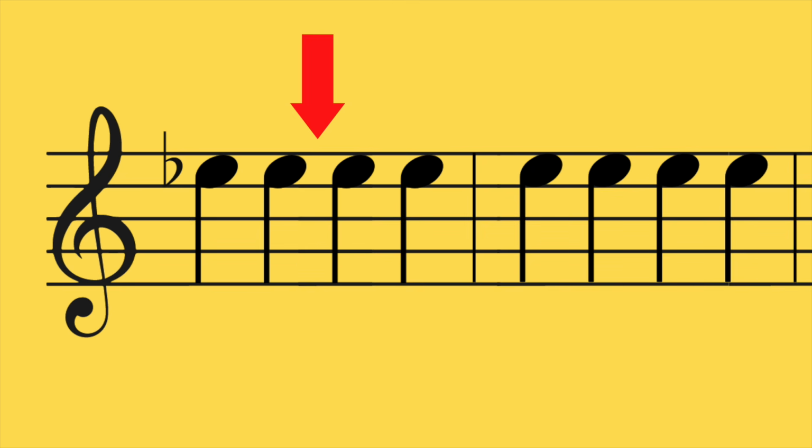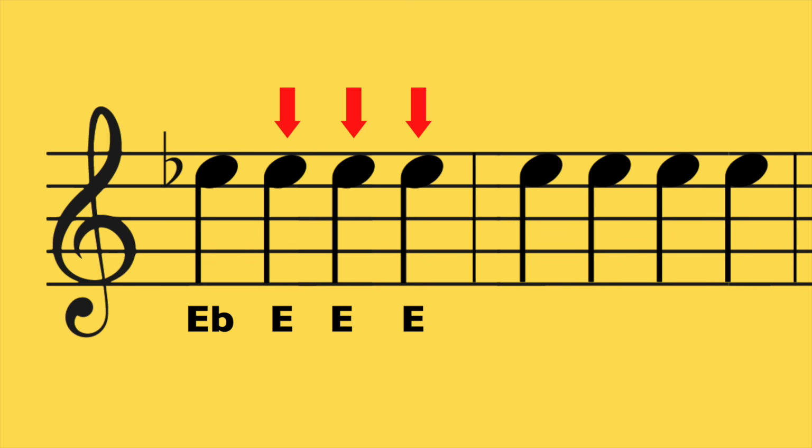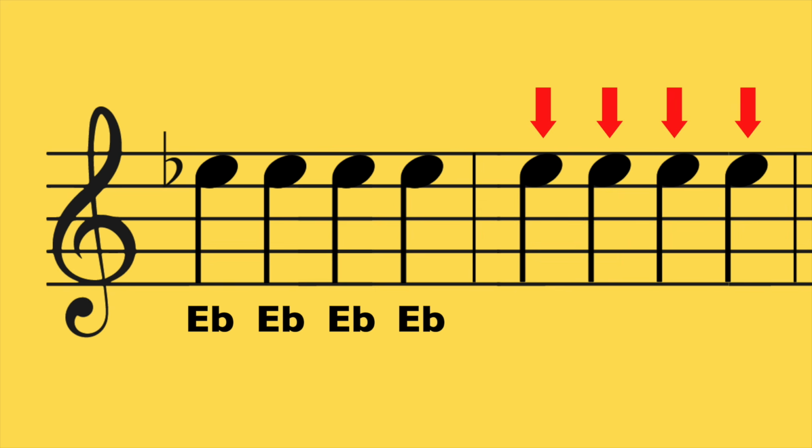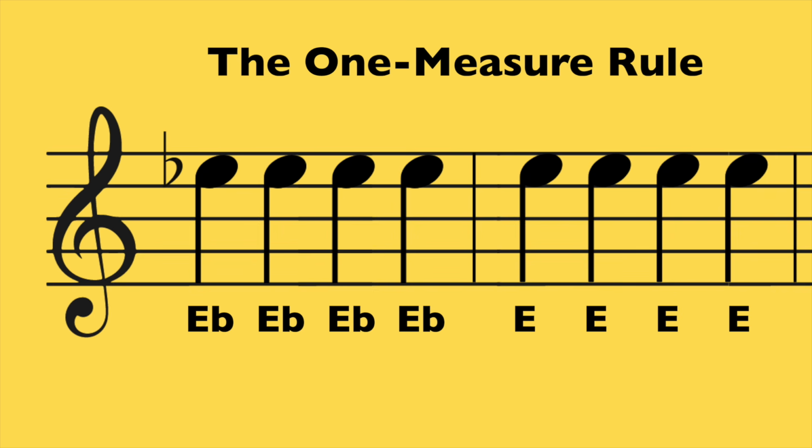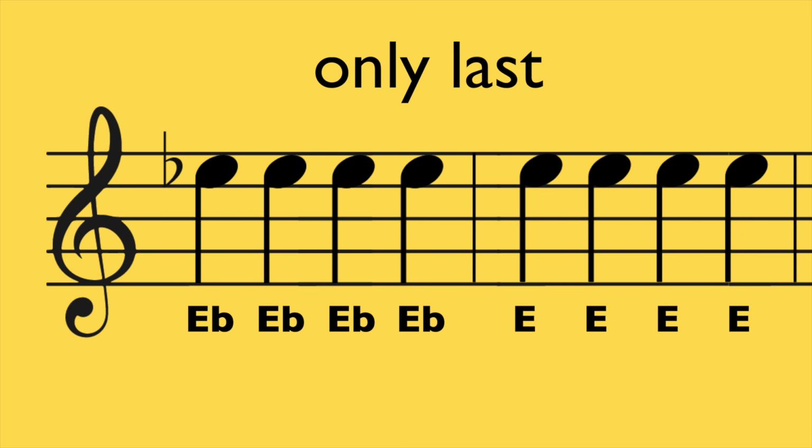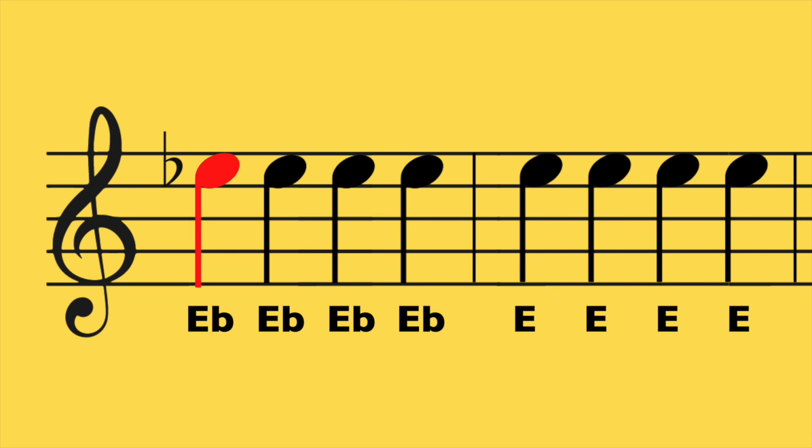Look at this measure. We have one E flat here and 3 E's here. However, because of the one measure rule, all of these notes are considered E flat. These E's on the measure after are just normal E's. Why? Because of the one measure rule. The accidentals only last for one measure.